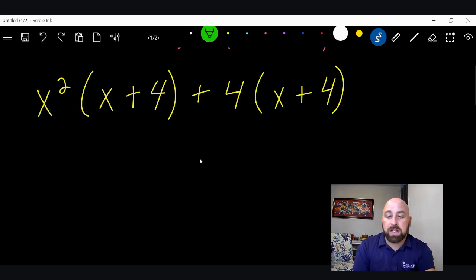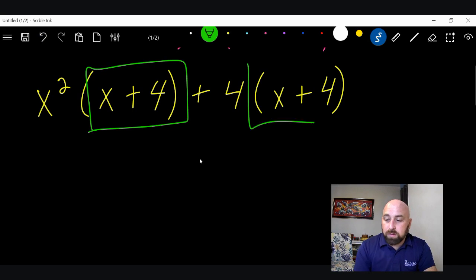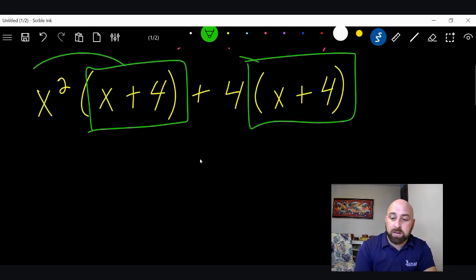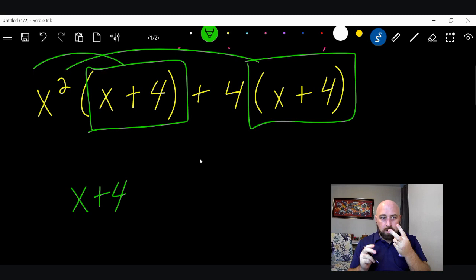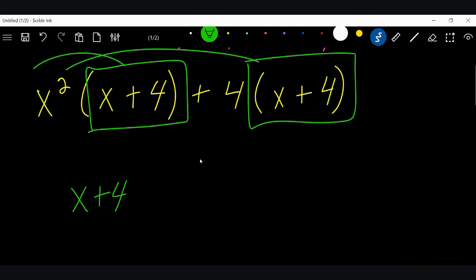But yes, here's what we're going to do. We are going to remove the common factor. Well, what's the common factor in these two? It's the x plus 4. So what are we left with? We're left with 1x plus 4, not 2. Why not 2? Because it was a common factor, and when we remove common factors, we only take one of those. Okay?